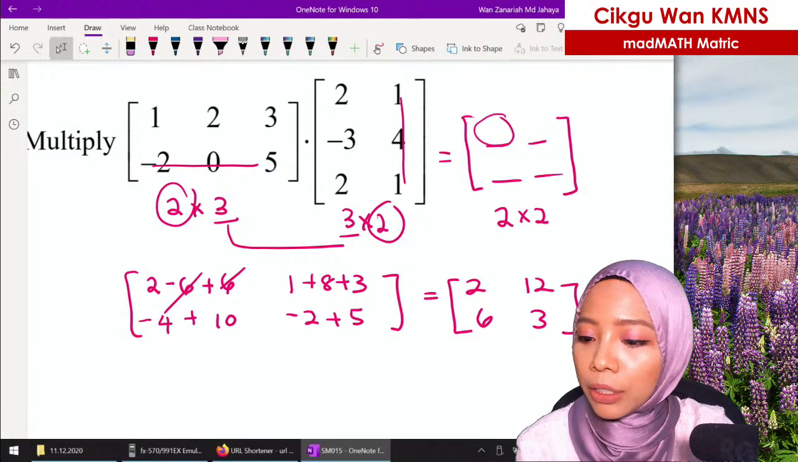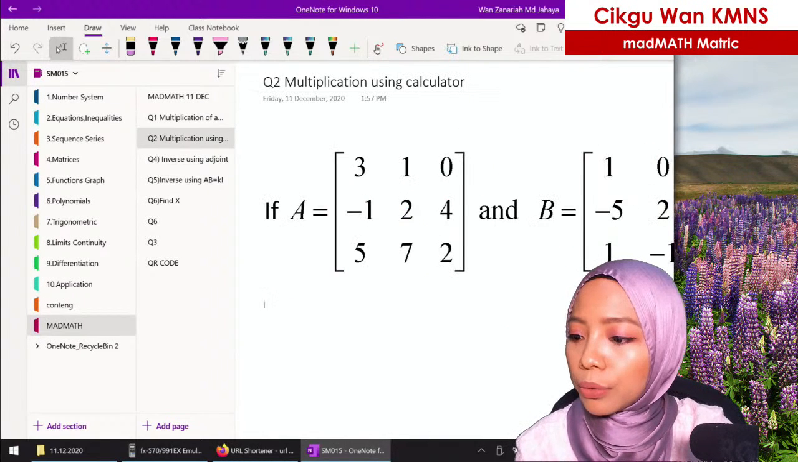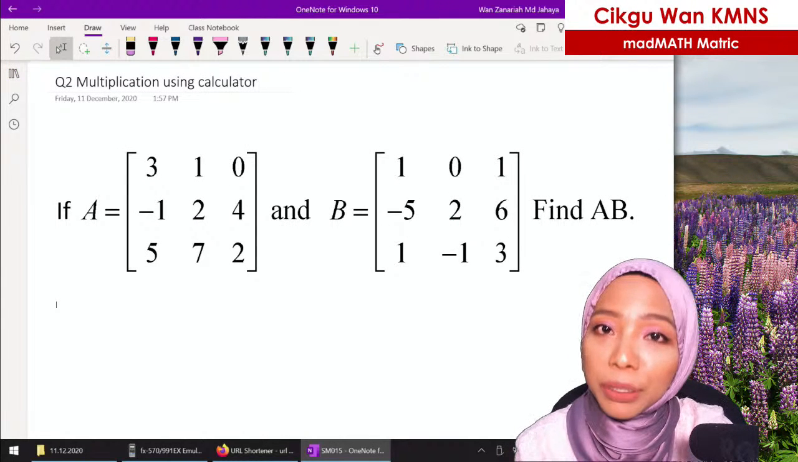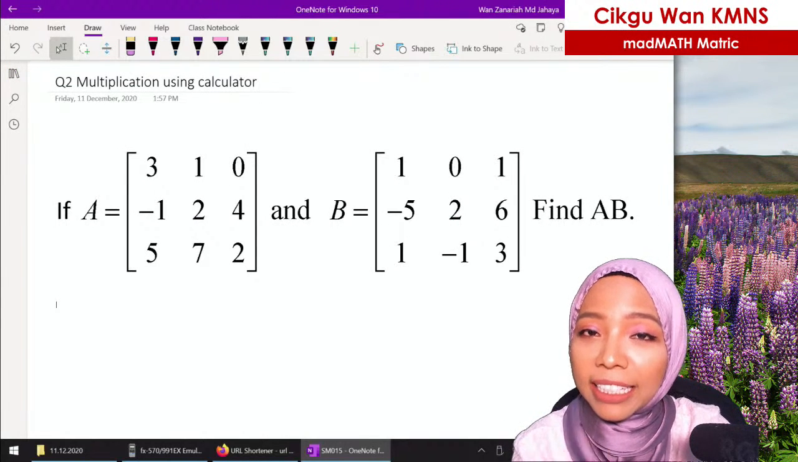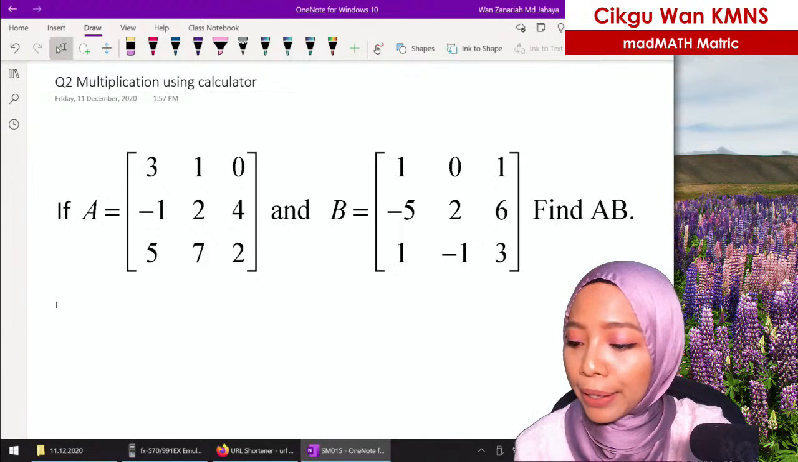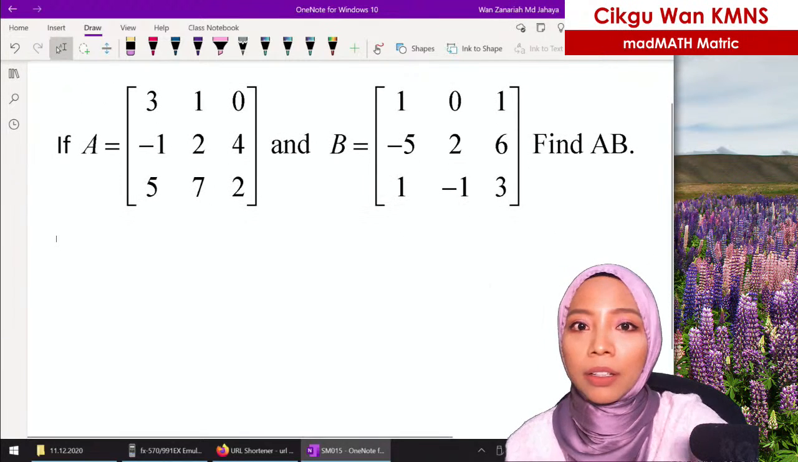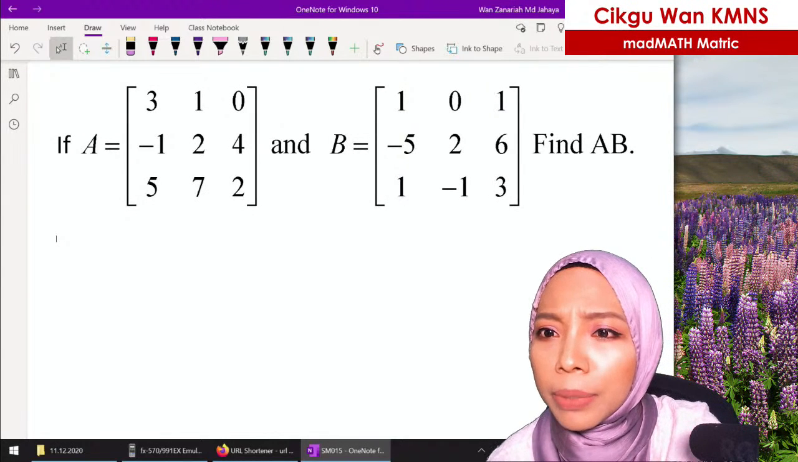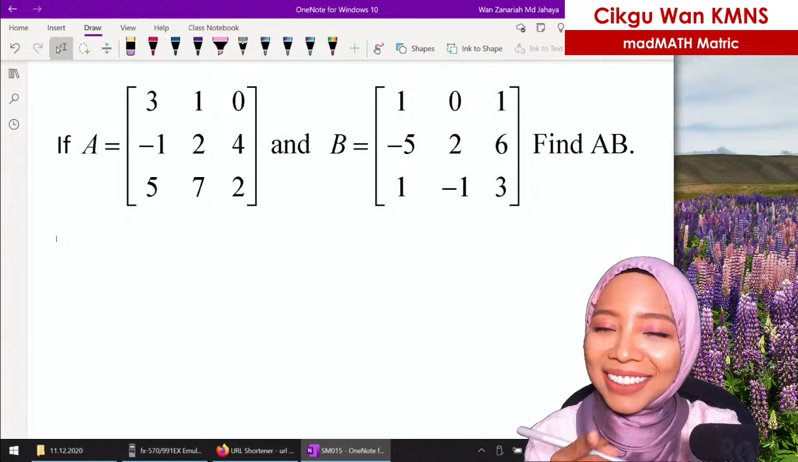Okay, now we continue. Question 2. Multiplication, kita darab manual dulu and then kejap lagi kita guna calculator. Macam mana nak cari multiplication when given 2 matrices. Boleh komen-komen kat bawah tu nanti. Sekarang pun boleh cikgu kenapa tak nampak. Okay, now dah nampak kan? Okay, thank you.